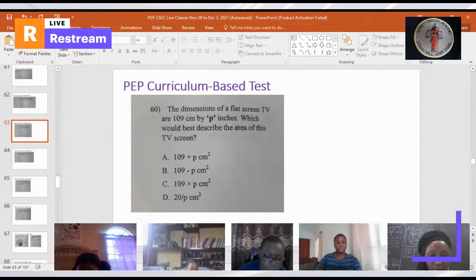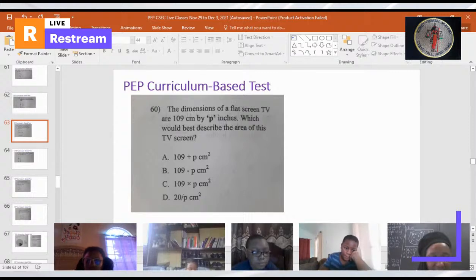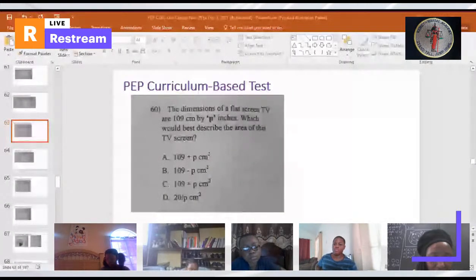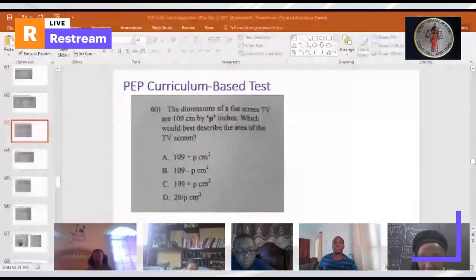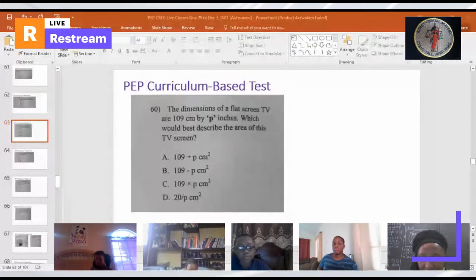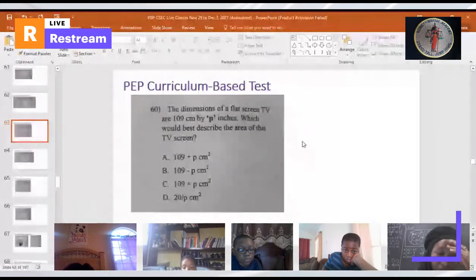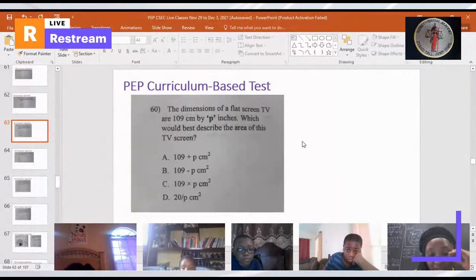For 60, area of the flat screen TV. So a flat screen TV would be in the shape of a rectangle. All right, so everyone is saying C for Nancy. Antoine is saying C, Madison C, Michaela C for 60. Length times the width. Again, I don't believe it's inches that should be there. Both should be in the same unit, or if they aren't, then the answer would reflect some kind of conversion, and it doesn't.